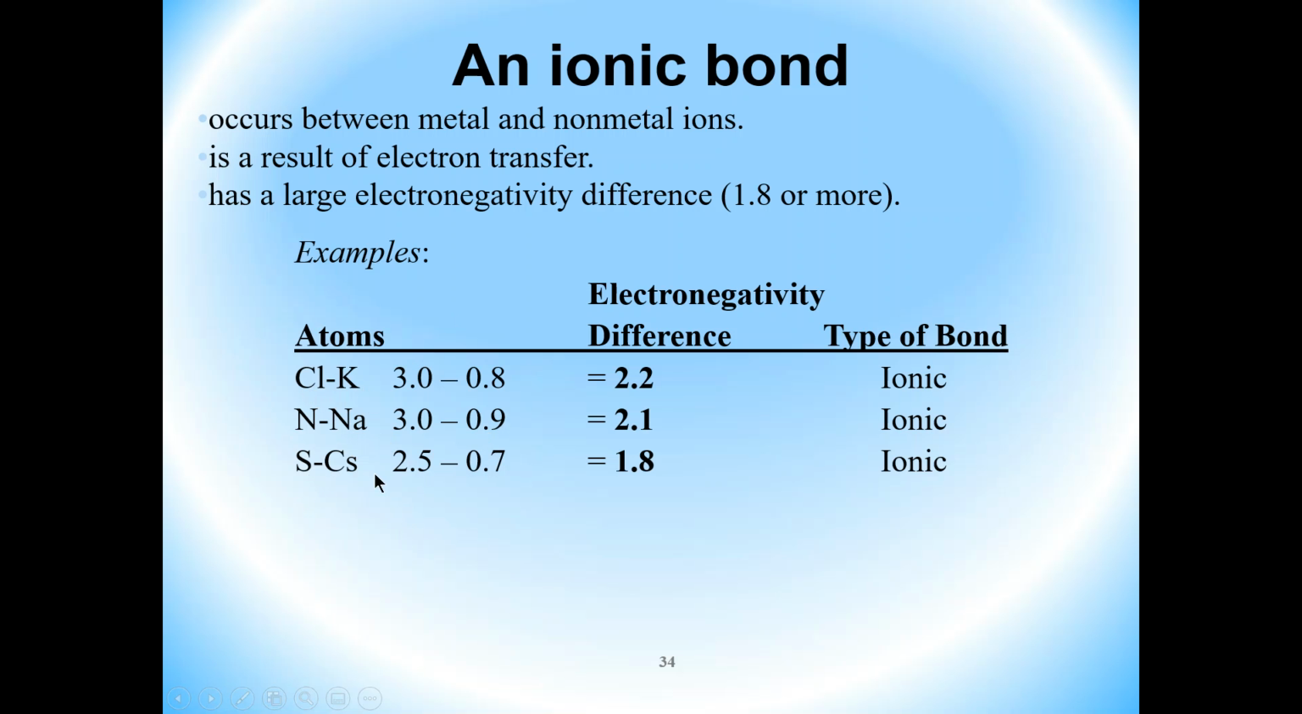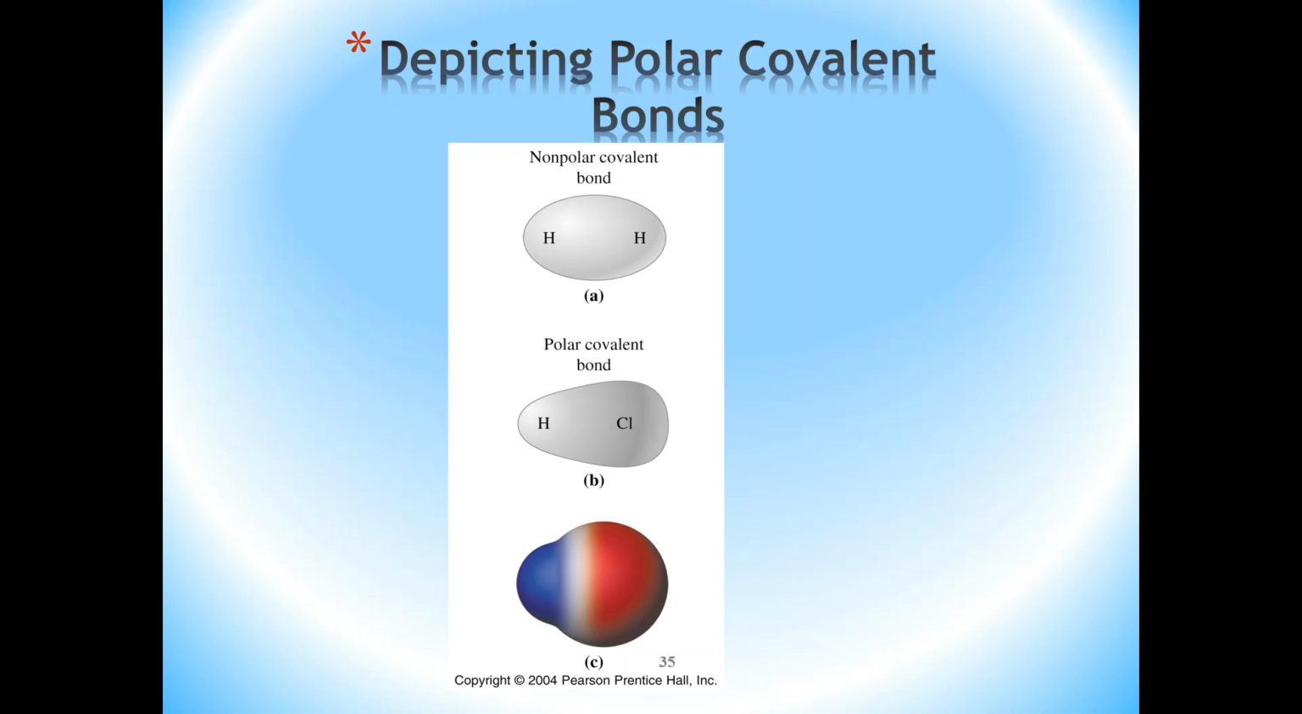The chlorine to potassium bond, the sodium to nitrogen bond, the cesium to sulfur bond. All of these have electronegativity difference values of at least 1.8, and therefore all these bonds are considered to be ionic. All right, so basically that's how we determine whether or not a bond falls into any one of these three categories. So how do we depict these bonds in terms of polarity?